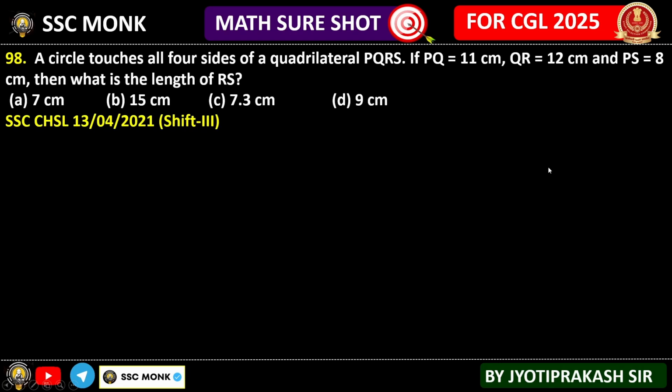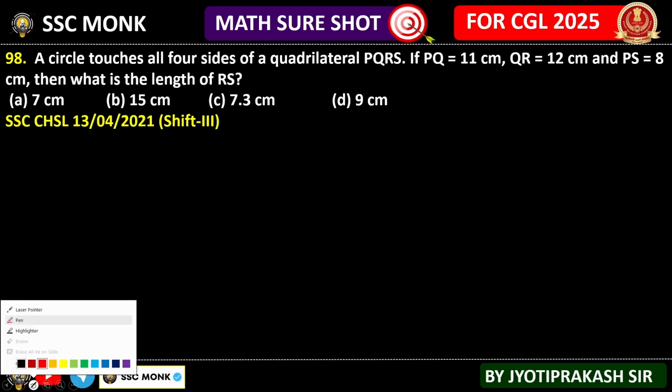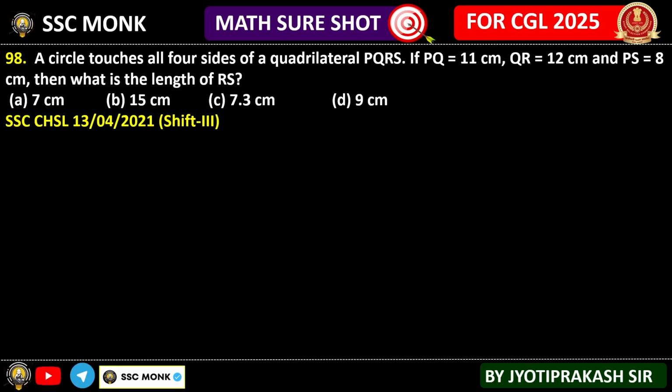Answer option B. It is saying a circle touches all four sides of a quadrilateral PQRS. PQ 11, QR 12, PS 8 cm. What is the length of RS? So this is a circle. It is touching all four sides of quadrilateral PQRS. Okay, so let's say this is how it looks.